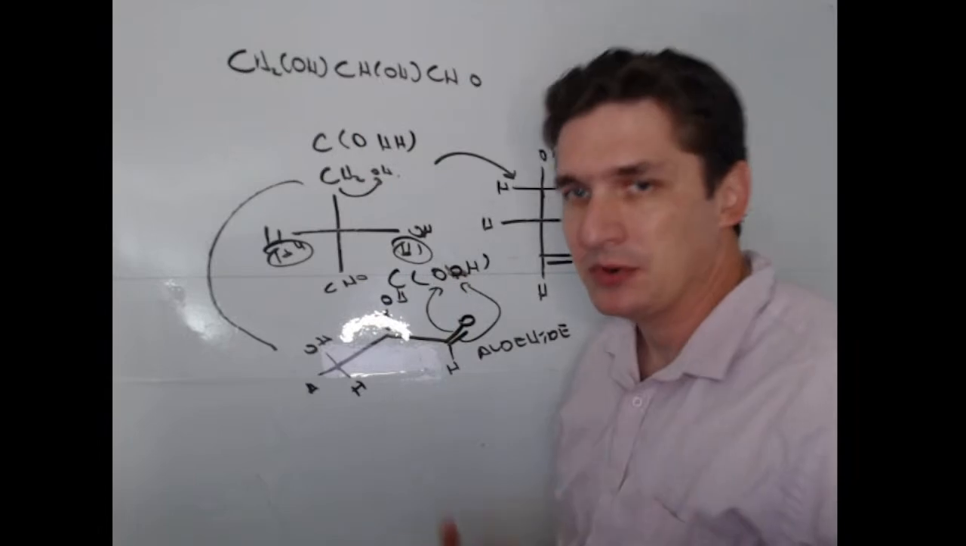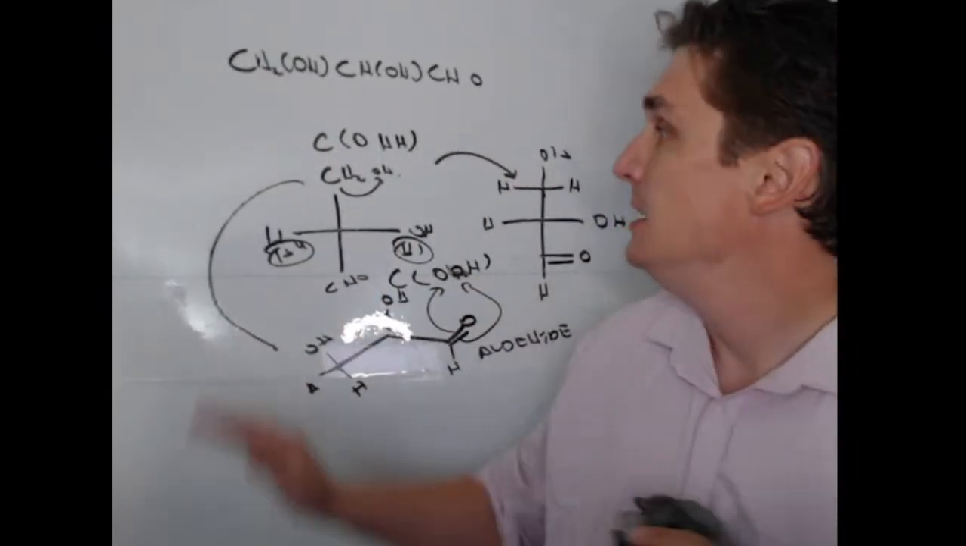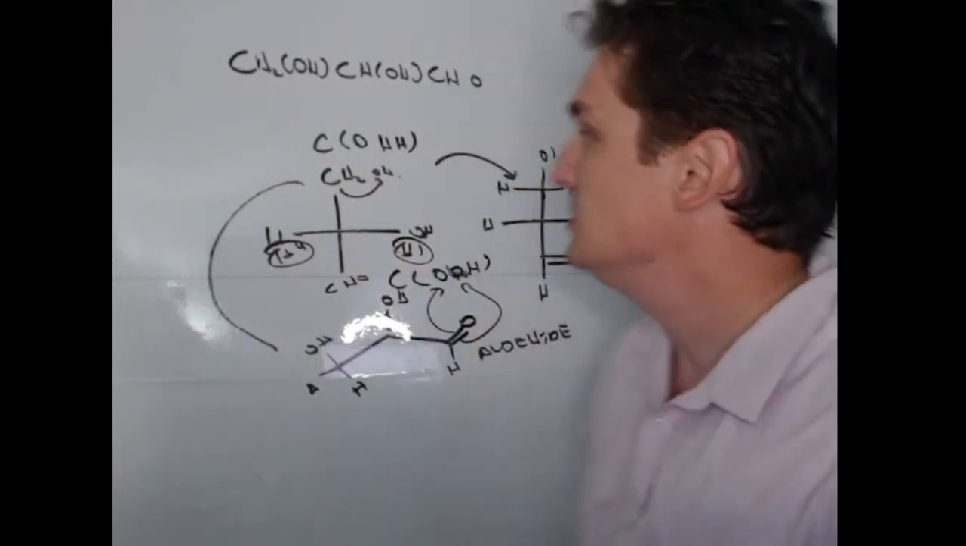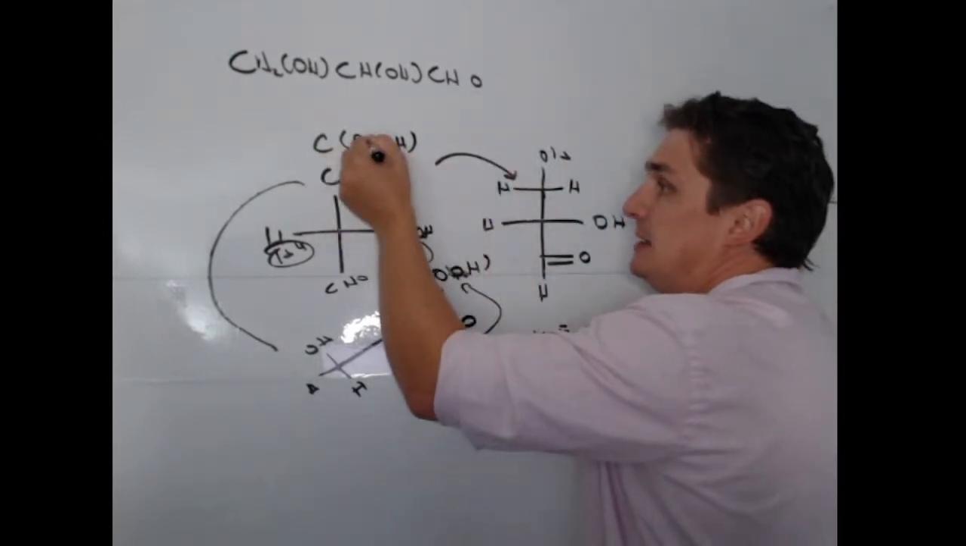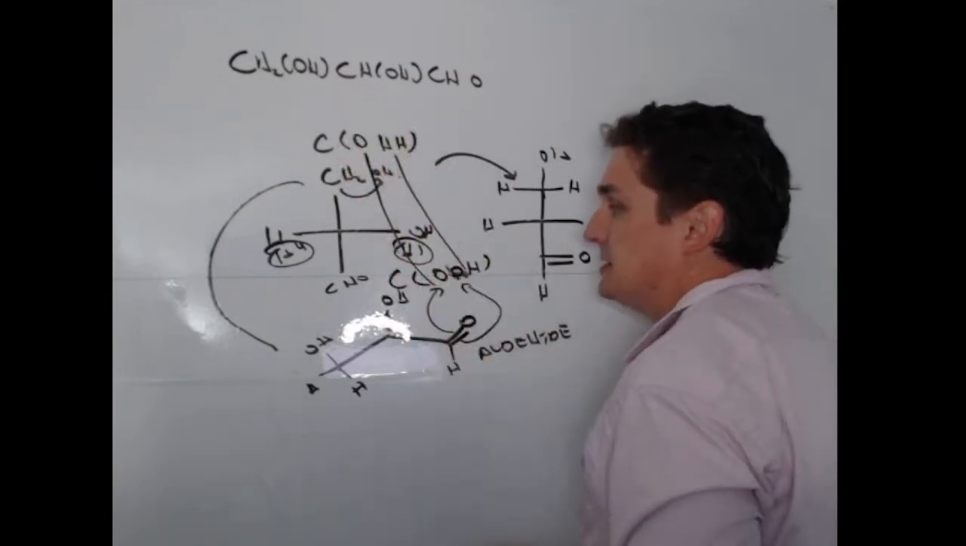And now to figure out the priorities, we compare the first point of difference between their formulas. And we always work left to right here. I saw a lot of students yesterday trying to work right to left. It's always the first ones first. That's why we rank it in terms of decreasing atomic weight.